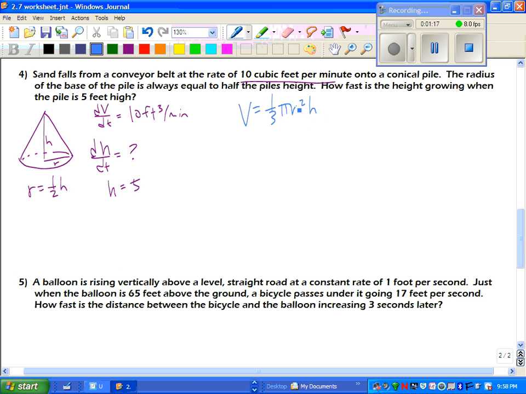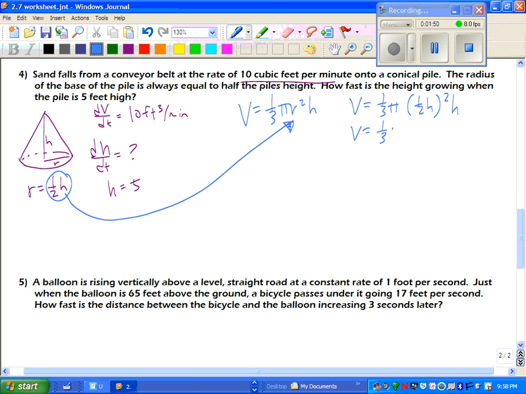We don't want that r in there because we don't know what dr dt is. So we're going to make things easier by substituting 1/2 h in the place of r. Then all we're going to be dealing with is volume and height, which we want to. And that's what we've got here. So volume equals 1/3 times pi times 1/2 h squared times h. The whole thing, 1/2 h, is getting squared, not just the h. So make sure you have that in parentheses.